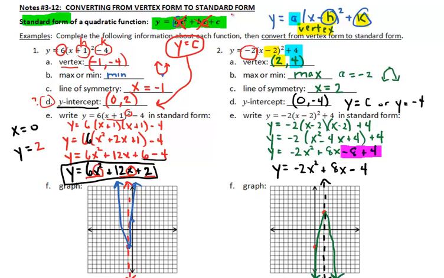And then when you look down, you get the y-intercept is 0, -4, because when you solve into standard form, you get the equation in this form, and that c value is -4, so that's going to be our y-intercept. Then when I graph all those points, the line of symmetry, the vertex, and the y-intercept, you get a graph that looks like that, opens down.